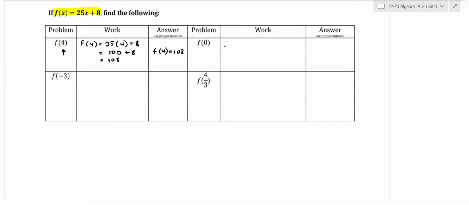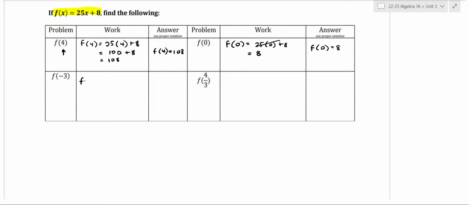If we're given f of 0, that means that you have 25 times 0 plus 8. Simplifying this, we get that it's 8 only. So the final answer is that f of 0 equals 8.